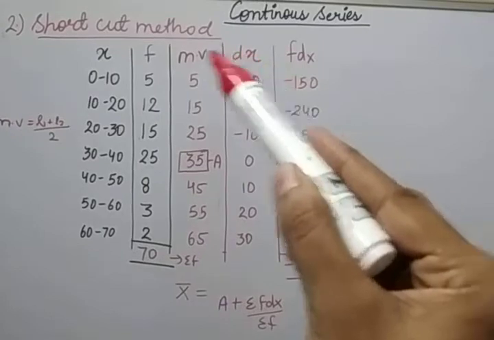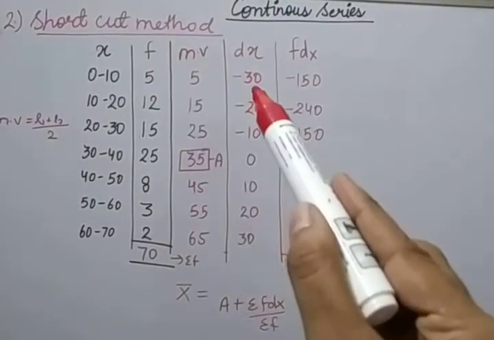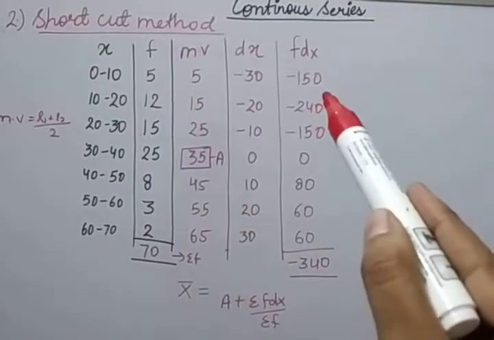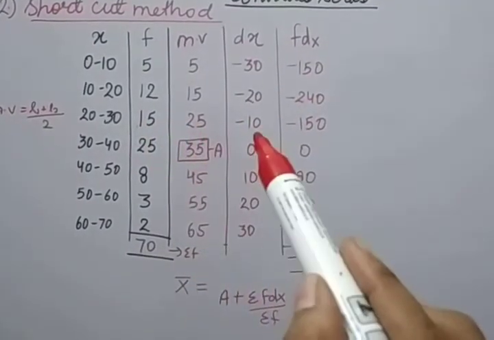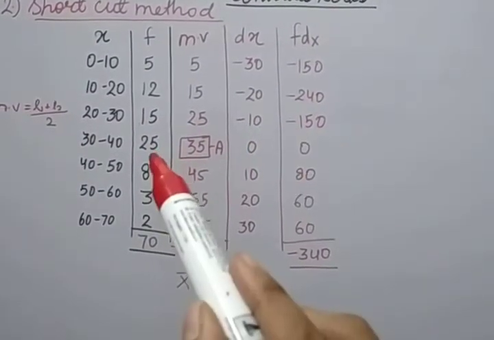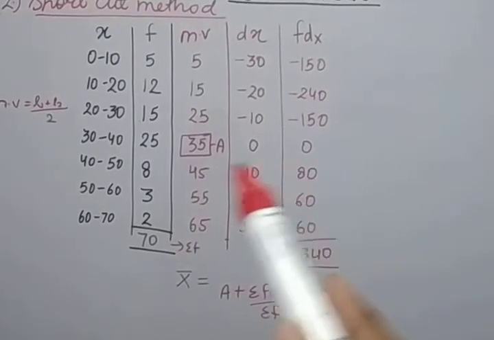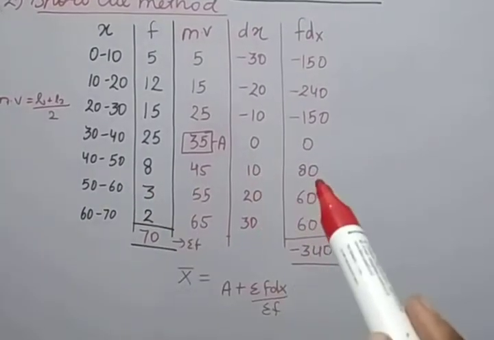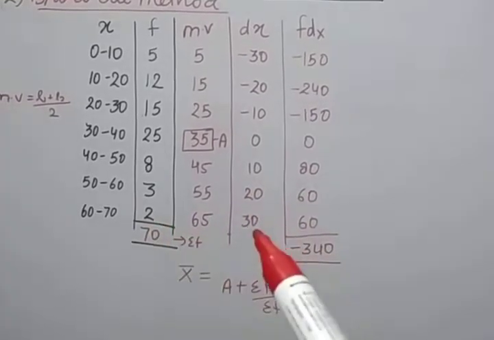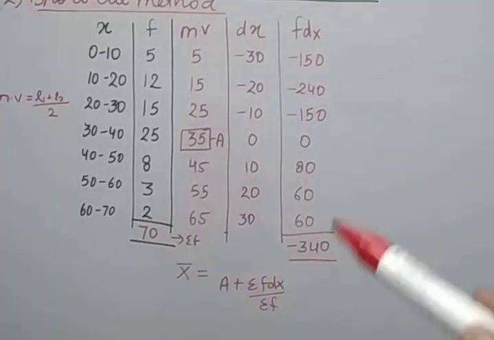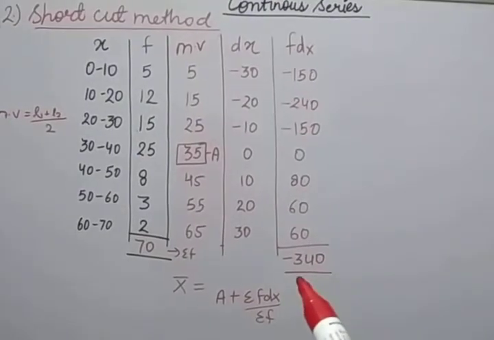So this is your dx and this one is f. So f into dx: 5 into minus 30, minus 150; 12 into minus 20, minus 240; 15 into minus 10, minus 150; 25 into 0, 0; 8 into 10, 80; 3 into 20, 60; and 2 into 30, 60. So by this we got the total minus 340.